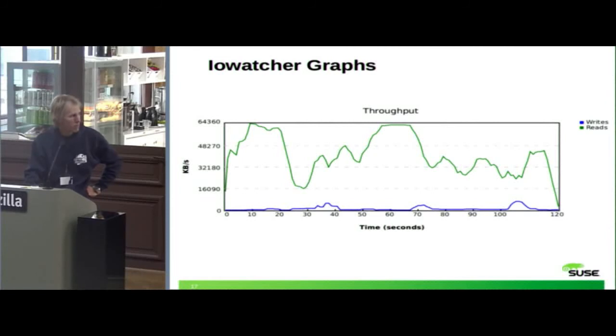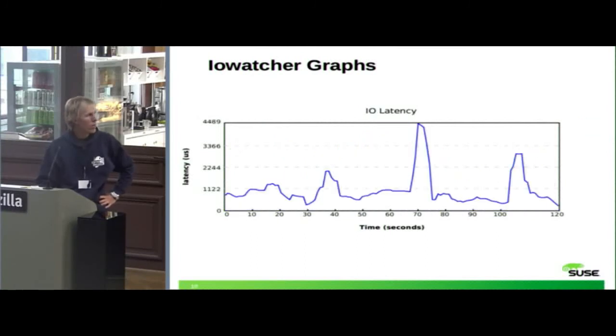The second type of graph is a throughput graph. So you can see how the throughput goes while the test was running, again for reads and for writes. The blue line is writes, the green line is reads. Then we have I/O latency, which is the latency of the average I/O, again a rolling average. We see the latency was mostly around 1 millisecond, with some peaks up to 4 milliseconds, some around 70 seconds.